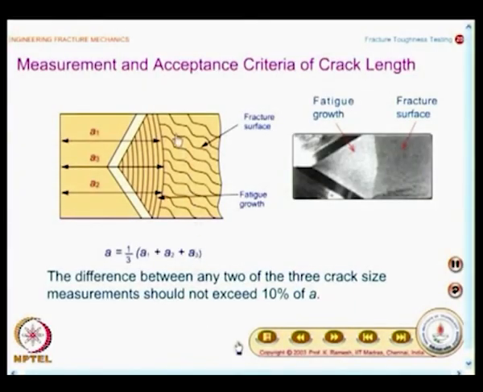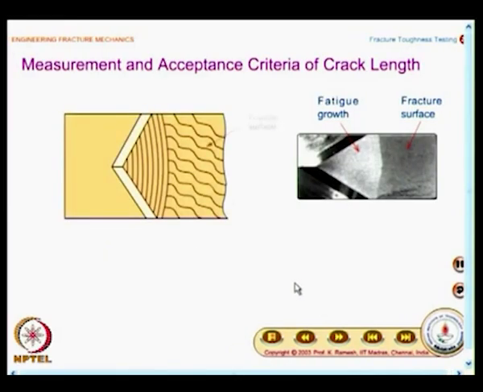And here you find, in general, you will have a wavy crack front. In the drawing it is shown as a simple arc, here it is different. So, when you make the measurements A1, A2, A3, you have to ensure finally whether these measurements exceed 10% of A. If that is so, then you may have to discard the test. You have to go and do the pre-cracking very carefully.